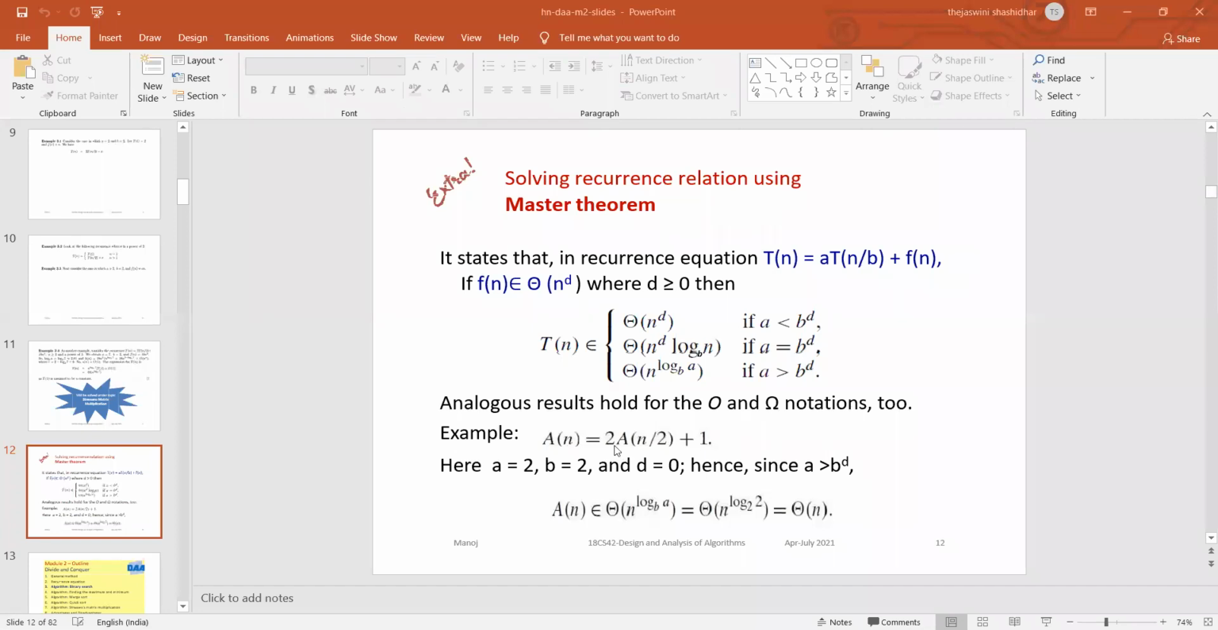So now a is 2, b is 2, and you have to keep in mind what d is. When a equals b, you have to substitute the d value here. So a equals 2, b equals 2, and d equals 0. So how do you find that d equals 0? Can anybody guess?